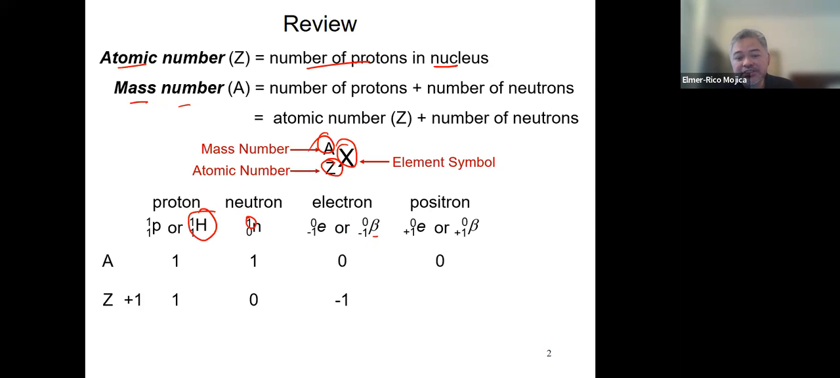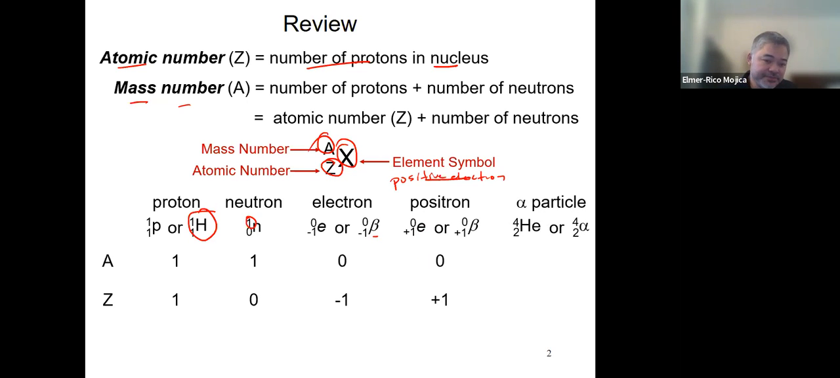Okay, and then you have the positron. Positron is a positive electron. Okay, it's a shortcut of these two words. Positron. Okay, and last but not the least is the alpha particles. So the alpha particles, that's your helium. Okay, it has an atomic number of 2 and a mass number of 4.